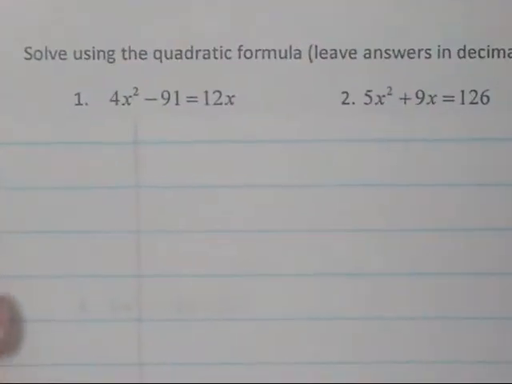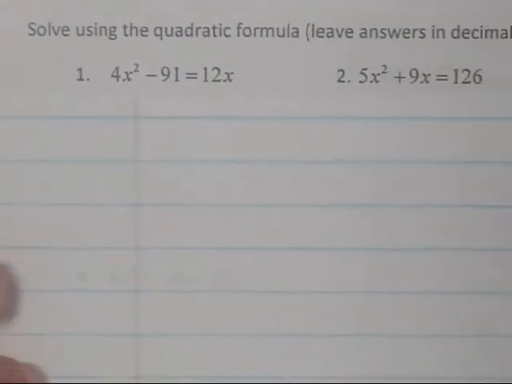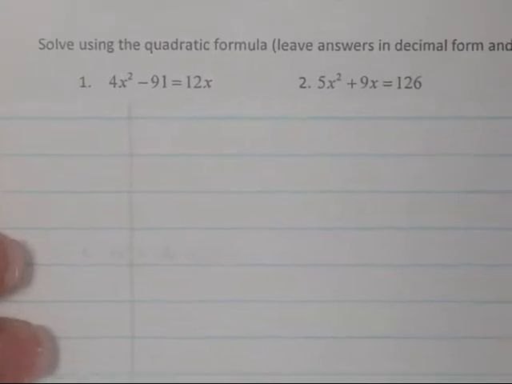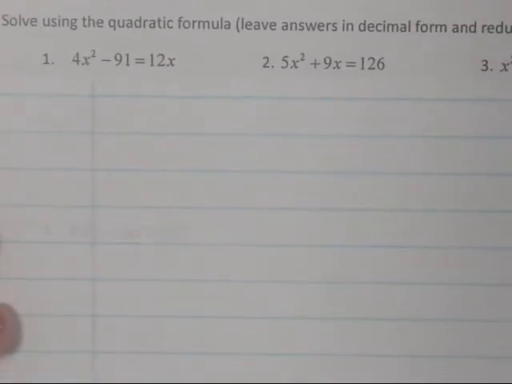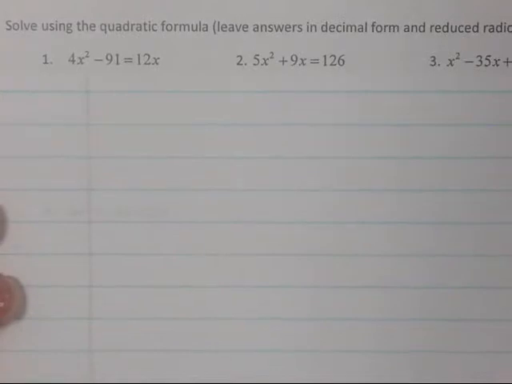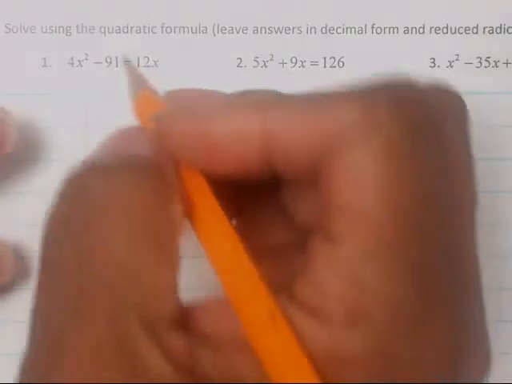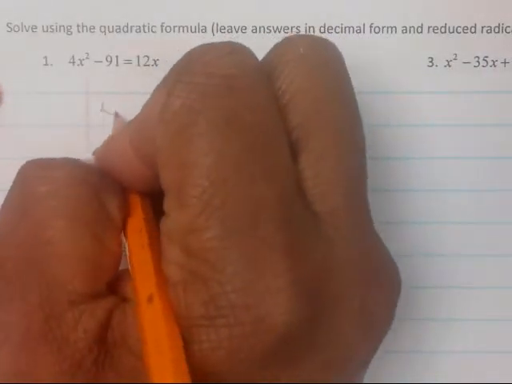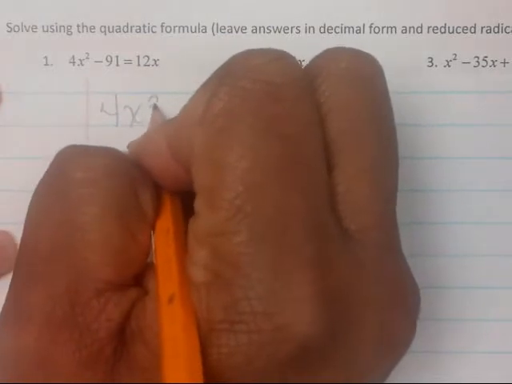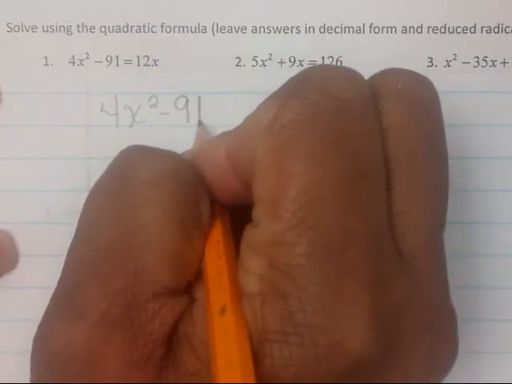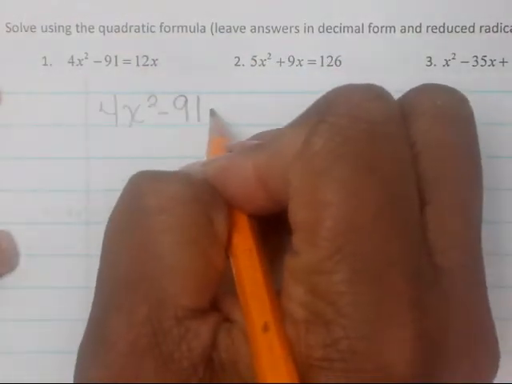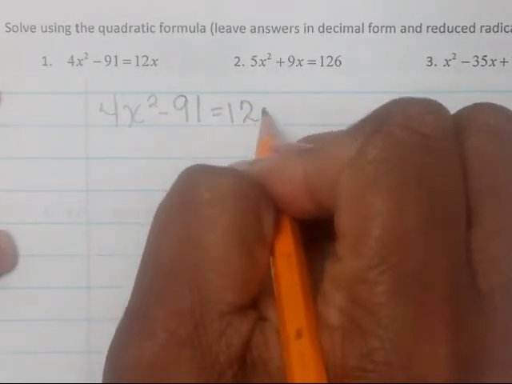Okay, we're going to now solve using the quadratic formula. So let's look at this first question here. Okay, zoom out a little bit. The first question reads, 4x squared minus 91 equals 12x.